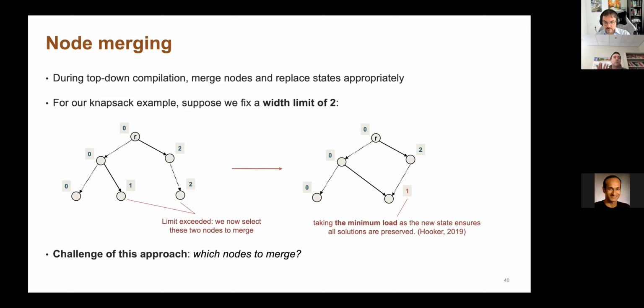And of course, the way in which you choose those nodes to merge provides you a very different type of relaxation bound. And so figuring out which nodes to merge is a challenge.